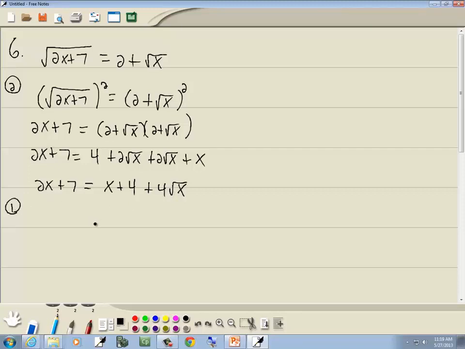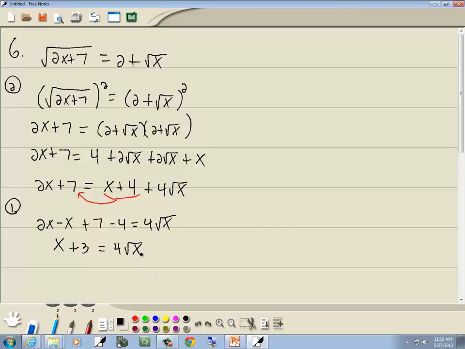Step number 1, get a radical by itself. Well, this radical is not by itself, so I'm going to work on that. I'm going to take this x plus 4 and move them both over to the left side. So I got 2x minus x plus 7 minus 4 equals 4 square root of x. 2x minus x is x. 7 minus 4 is 3 equals 4 square root of x.